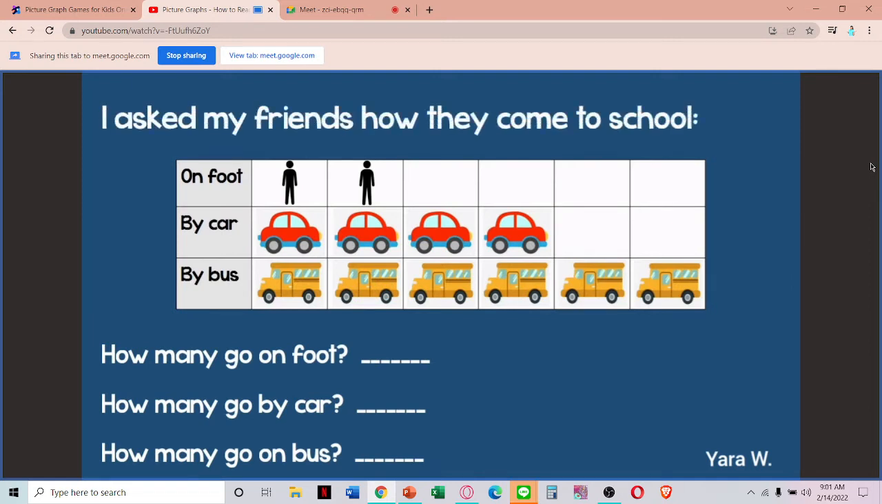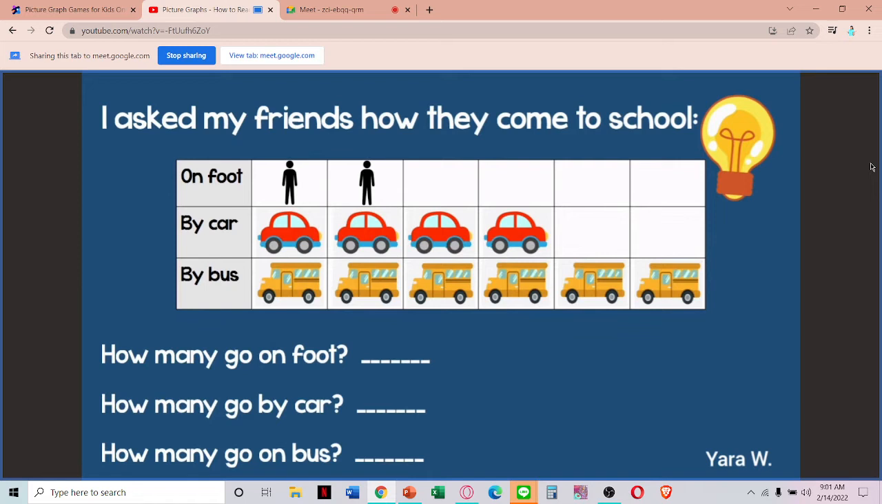I asked my friends how they go to school. Remember, it's very important to read the question to know what you are looking for. Now, my friends either go on foot, by car, or by bus. Look at the table for a second.